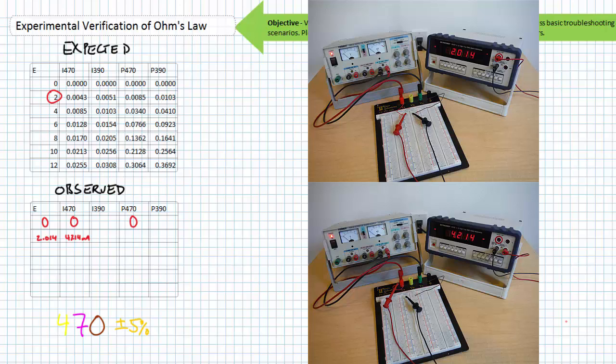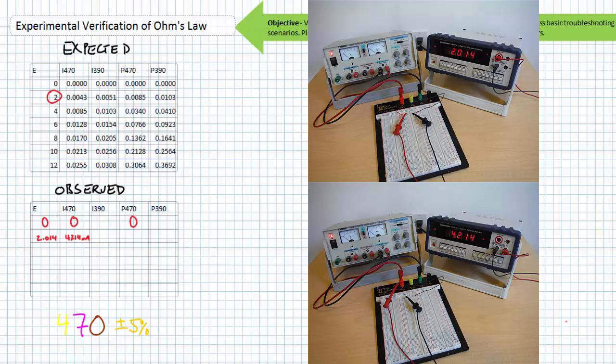We enter this observed data in our data table and compare it with our expected values. 4.214 milliamperes is really close to 4.3 milliamperes. So far, so good. With a reasonable degree of accuracy, we're off to a good start. We could calculate power right now if we wanted to, but we could also just save that for later.